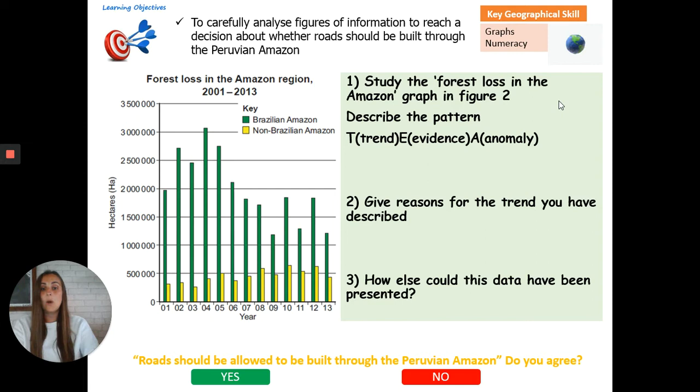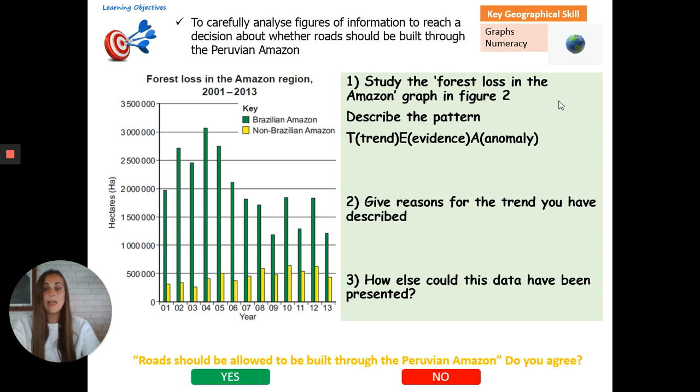So what I want you to do first is study that information there, describe the pattern. So is there a trend? Has it gone up? Has it gone down? Is it fluctuating, which means going up and down? Evidence from the graph, so how much has it increased or decreased by? Are there any years when there are anomalies, so it doesn't fit the overall pattern? Once you've done that, give reasons for the trend that you've described. So why do you think it's going up or down, whatever the pattern might be?